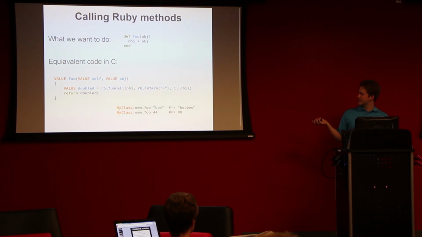So we can pass in the string boo, and we get boo boo. We pass in the string 44, and we get 88. And it's interesting because the C code is doing this dynamic thing. The C code will work with either a string or an integer. And so it's behaving dynamically, kind of like Ruby code.